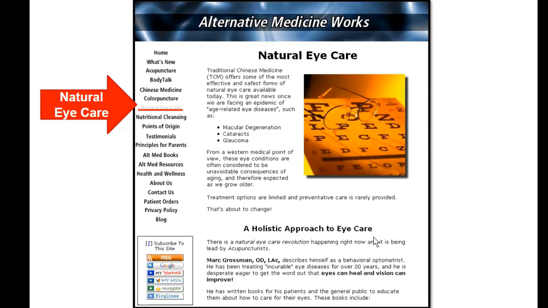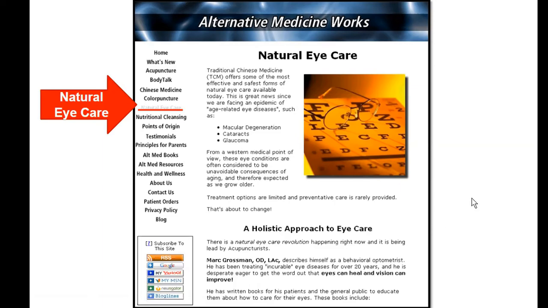What did I do first? I did my keyword research, and I found that natural eye care was a very good keyword phrase, along with these words: macular degeneration, cataracts, and glaucoma. Now, these alone could be separate pages. If my whole website was about eye care, I would definitely have a whole bunch of pages about all of these different things. But natural eye care and holistic approach to eye care were keyword phrases that were searched a lot.